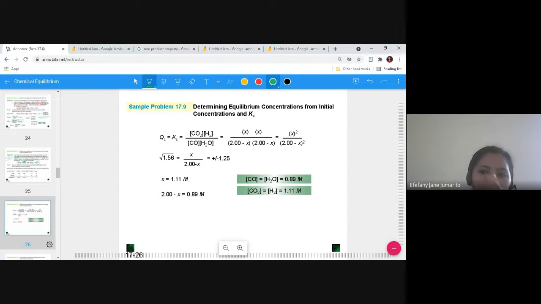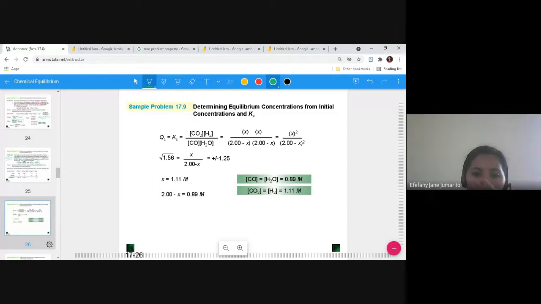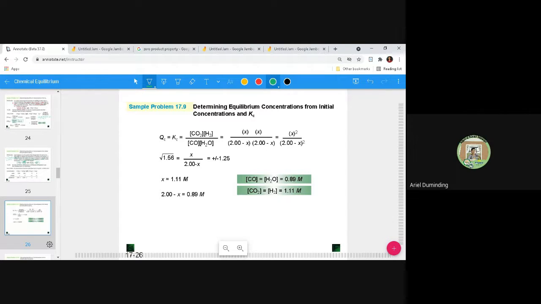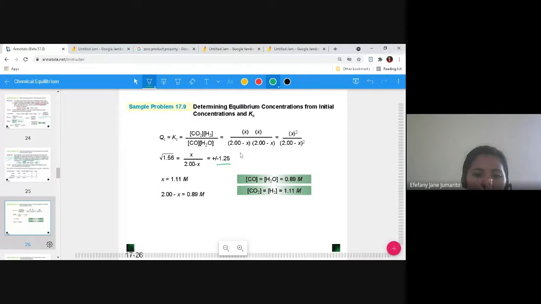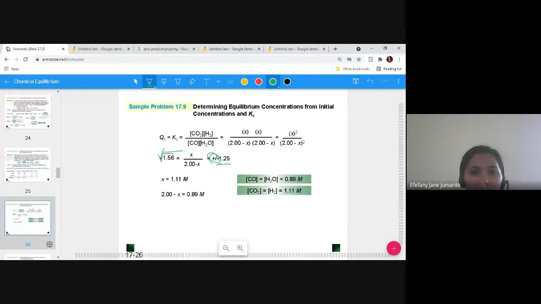Same ra. Yes, ma'am. Pero, unsa nang sign niya, ma'am, positive and negative? Square root lagi na siya. Okay, yes, murag positive. All right. Asa man nagikan ni positive 1.25? Okay, because it's a square root. Because of a square root.